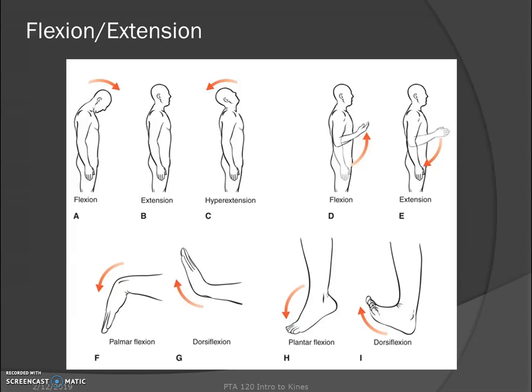Continuing on with our examples of flexion and extension, if we look at the elbow, bringing the hand towards the shoulder is considered elbow flexion. Moving the hand away from the shoulder is considered elbow extension.